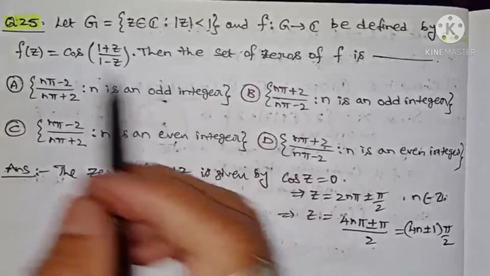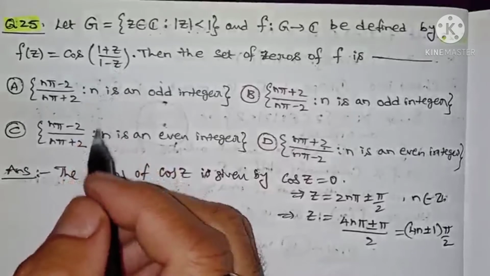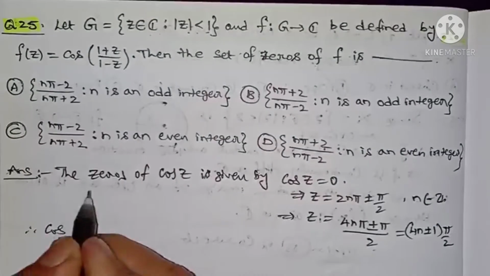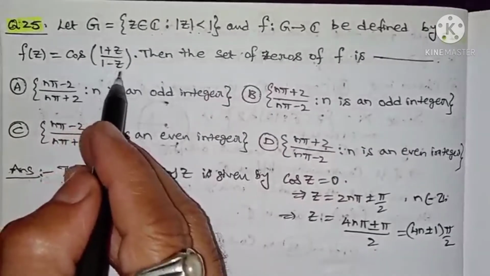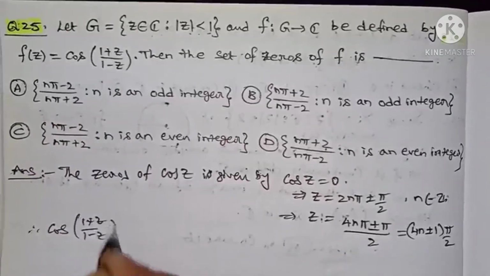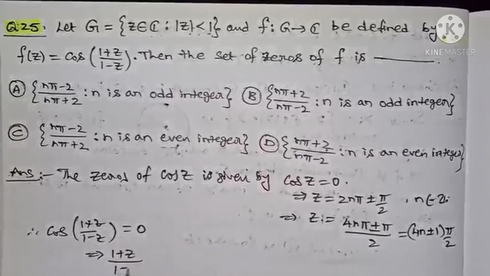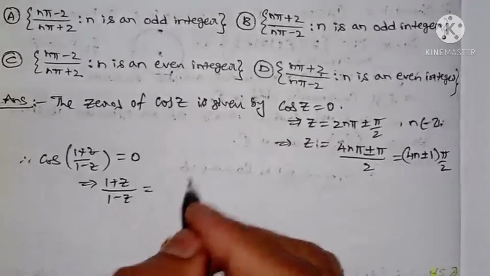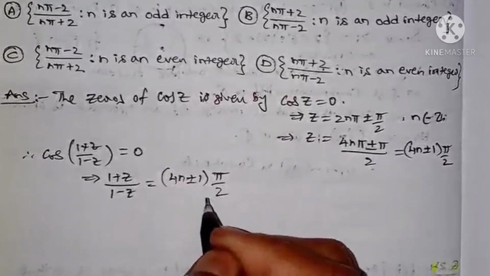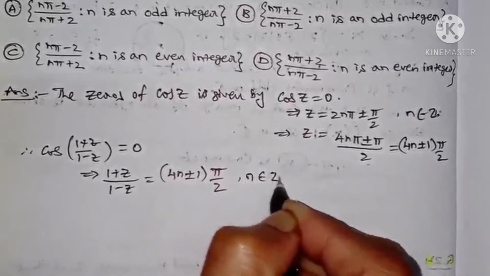But here the question is to find the zeros of cos of (1 plus z) by (1 minus z). Therefore the zeros of cos of (1 plus z) by (1 minus z) are given by equating cos of (1 plus z) by (1 minus z) equal to 0. From this we get (1 plus z) by (1 minus z) is equal to (4n plus or minus 1) into pi by 2. Is it clear? Now we will simplify this. Here n is an integer.